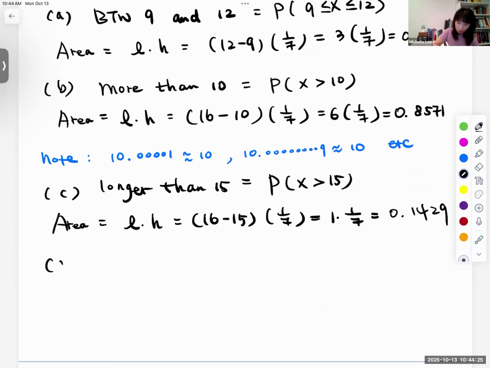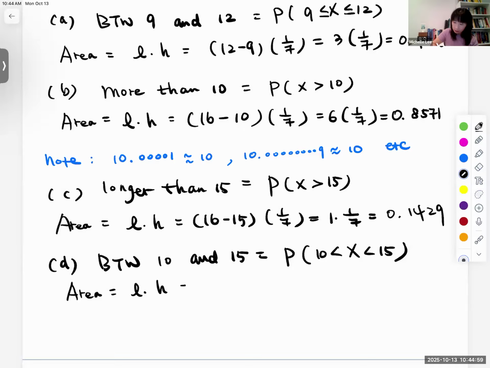Yeah. So continuous number, you really don't have to have an equal sign. So area equals length times the height. So length 15 minus 10 times height 1 over 7, which is 5 times 1 over 7, right? So we get 0.7143. So that's the probability of waiting time between 10 and 15 minutes, right?